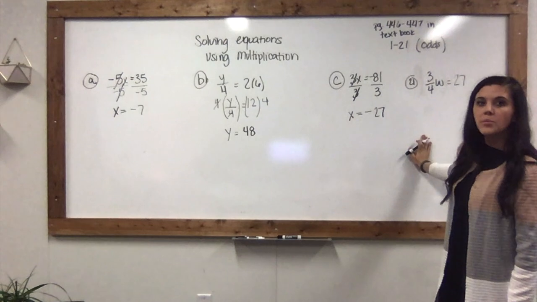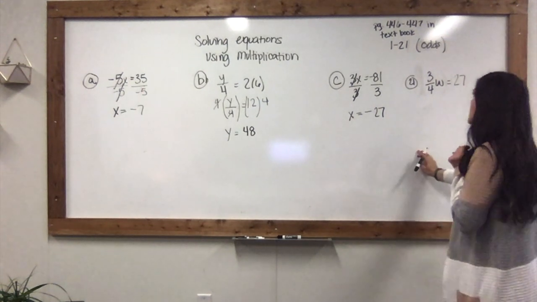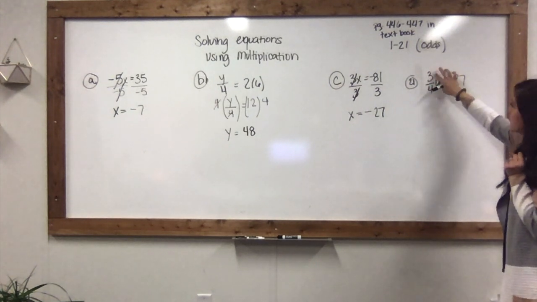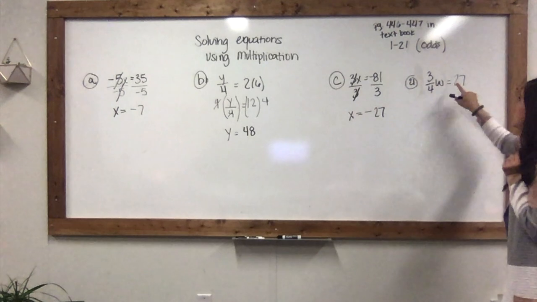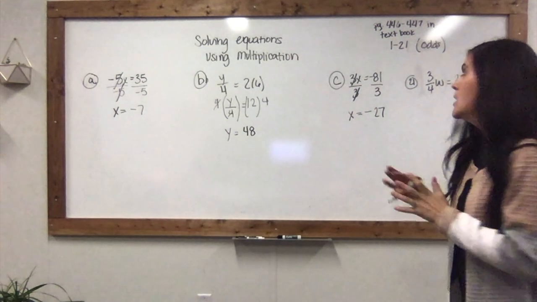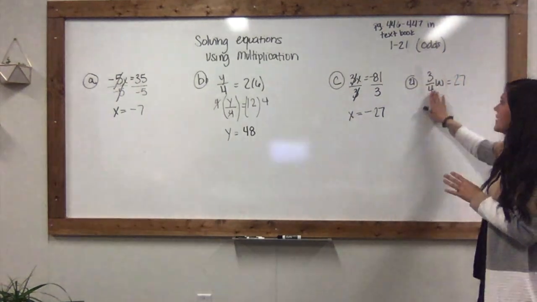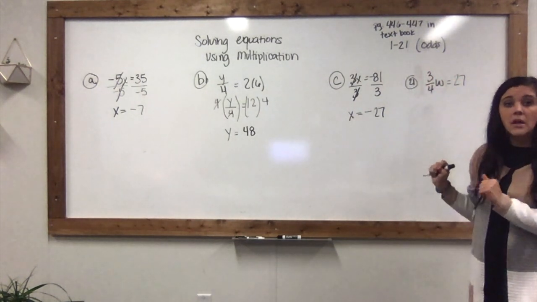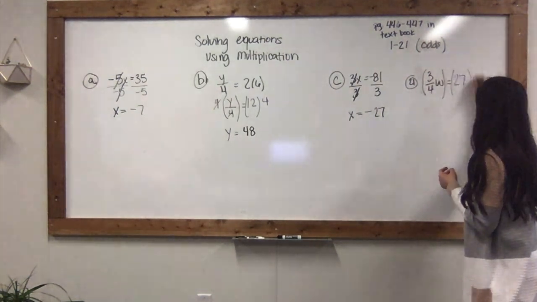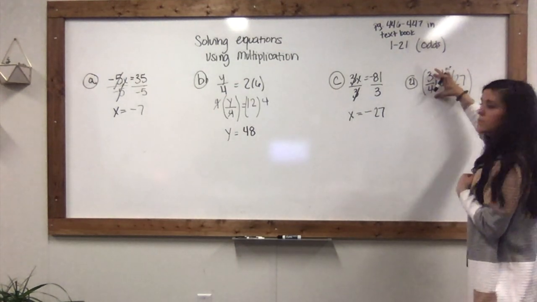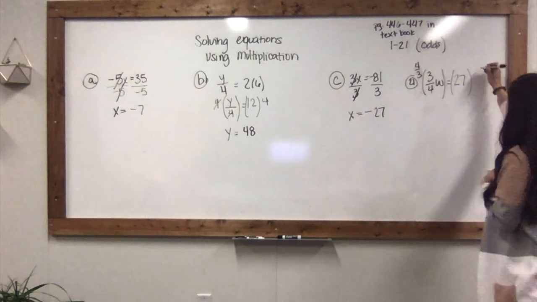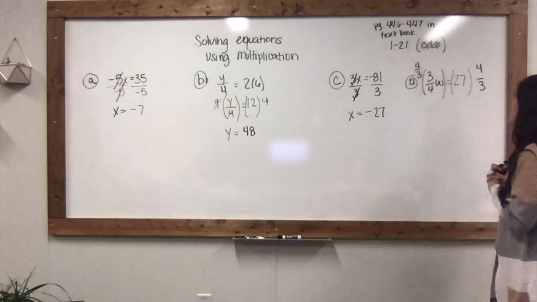I'm going to go ahead and do number 21 with you because it's a little bit different. So we have a whole fraction here, 3/4 times w equals 27. In order to get rid of this 3/4 on this side of the equation, we're actually going to flip the fraction and multiply it by both sides. So I'm going to flip my fraction, which would be 4 over 3, and multiply it by both sides of the equation here.